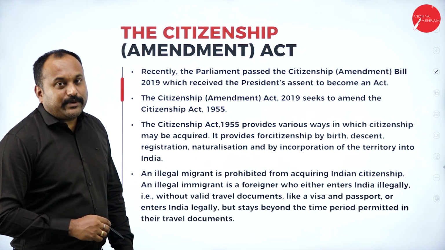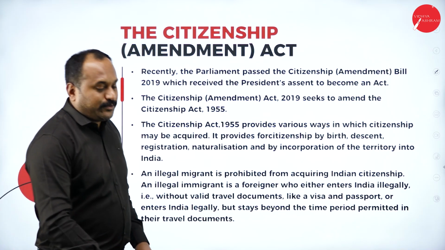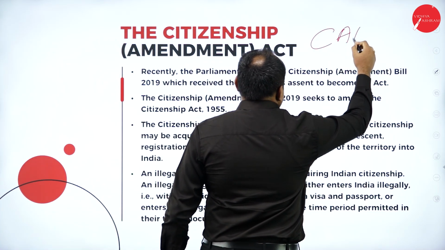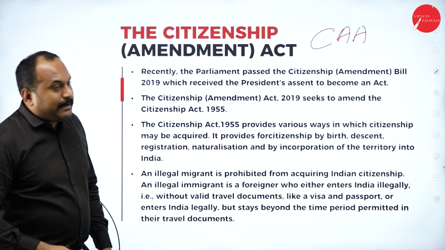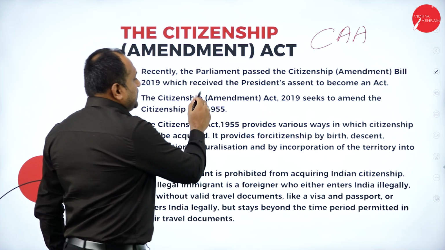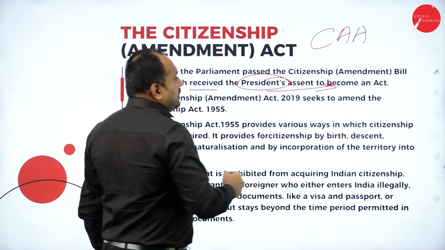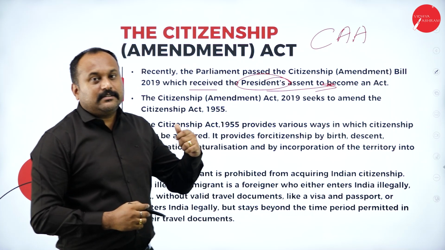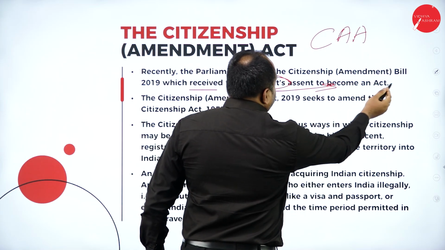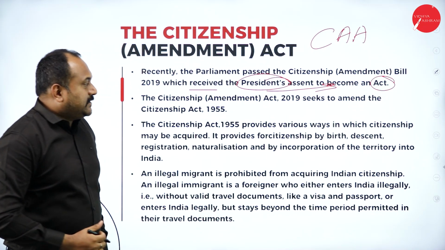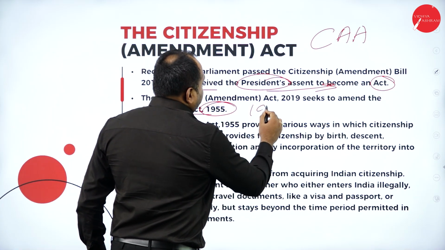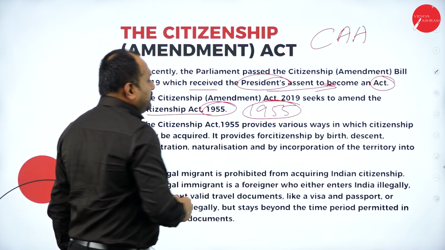Next we have CAA. You can get this for a 5 marks question or a 10 marks question. The Citizenship Amendment Act, commonly known as CAA. The Parliament passed the Citizenship Amendment Bill 2019, which received the President's assent to become an act. Earlier, whenever the Parliament, the Lok Sabha, the Rajya Sabha, go with it, it is called a bill. The minute approval is taken by the President, it becomes an act. The Citizenship Act 2019 seeks to amend the Citizenship Act 1955. In 1955 we had the Citizenship Act, it is now revised.